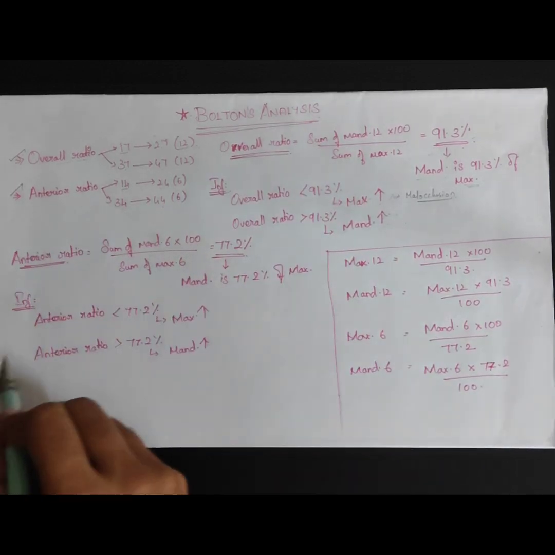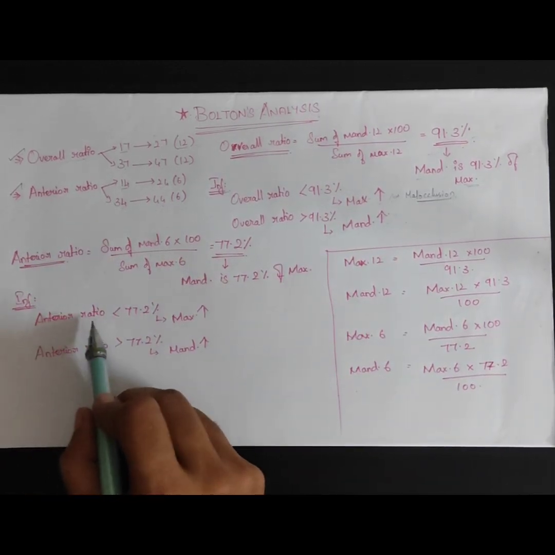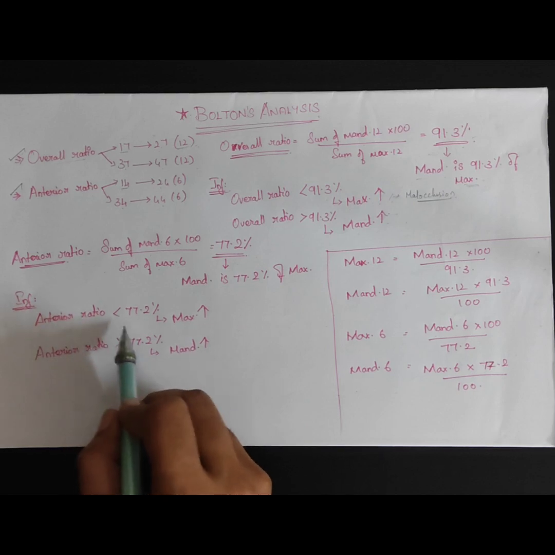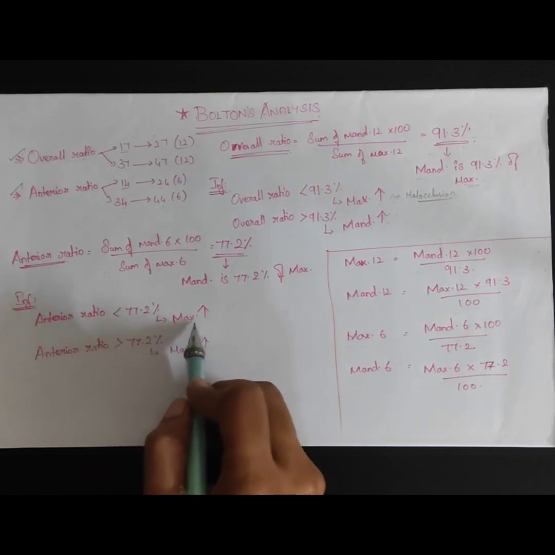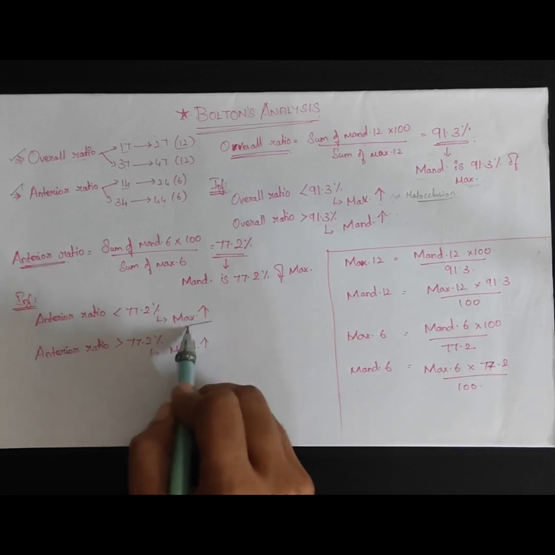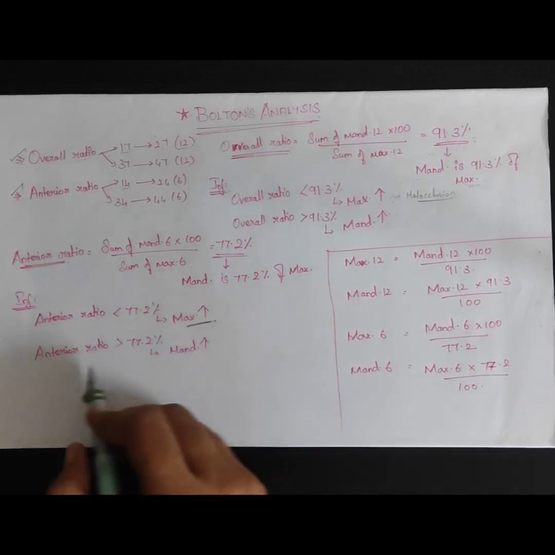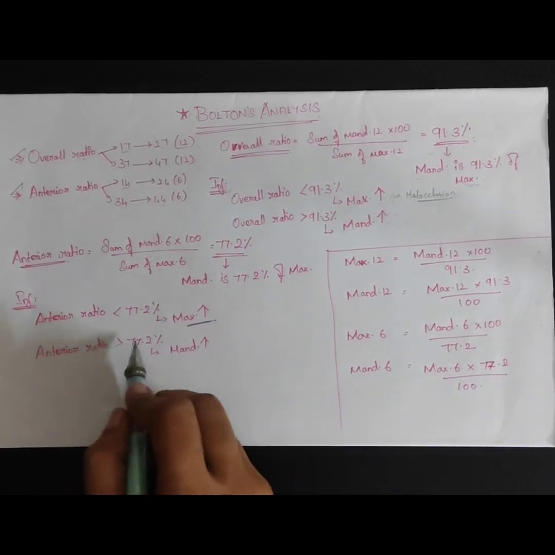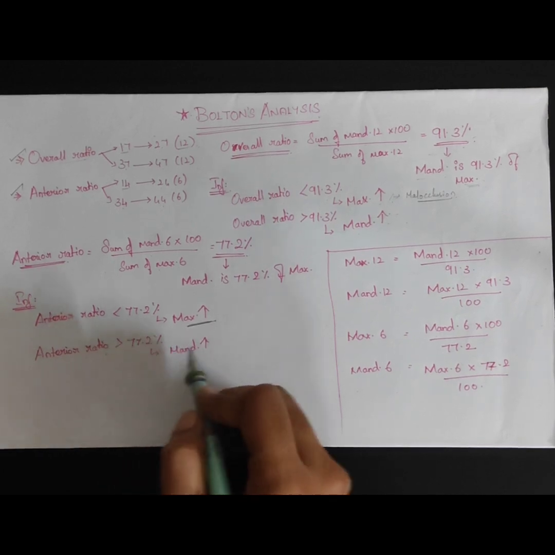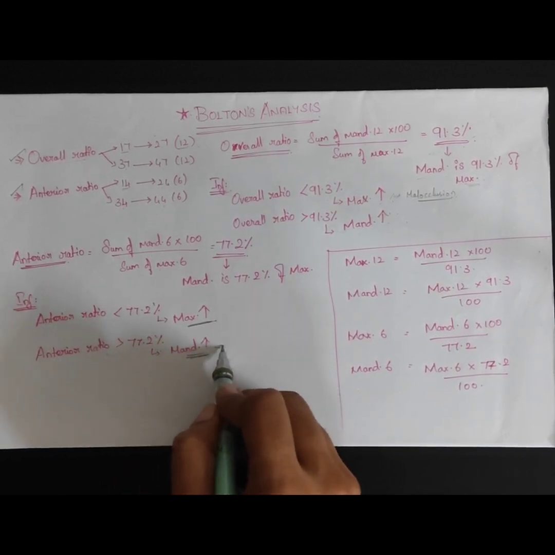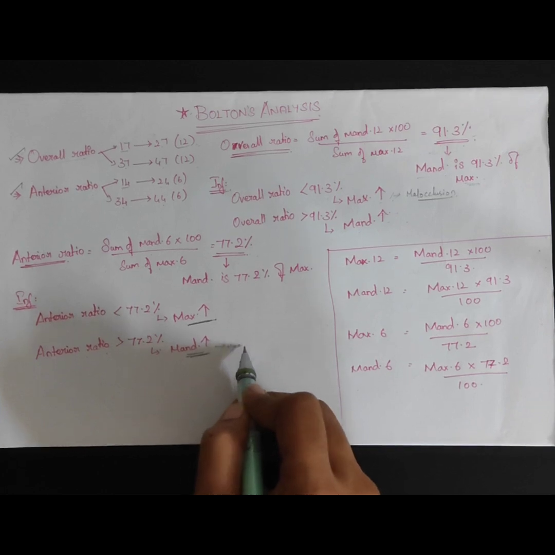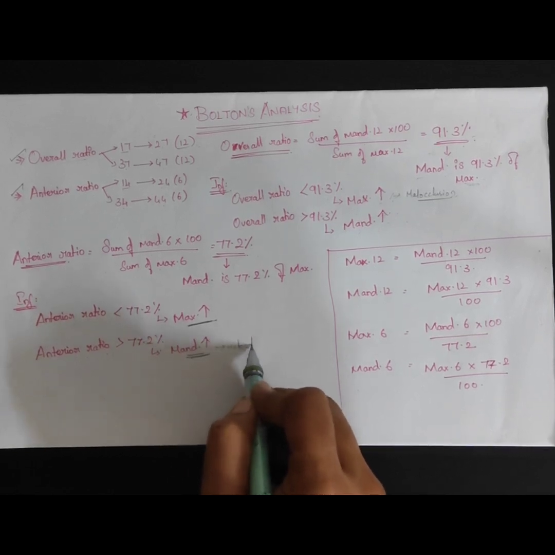So the inference for the anterior ratio is, if it is less than 77.2%, then the maxillary tooth material is in excess. If the anterior ratio is greater than 77.2%, then the mandibular tooth material is in excess. This is causing the malocclusion. So mandible is causing the malocclusion.